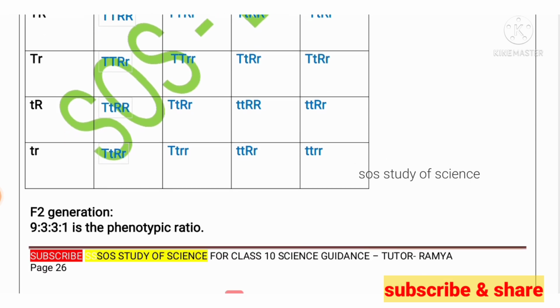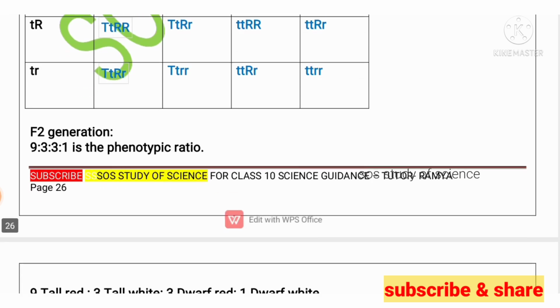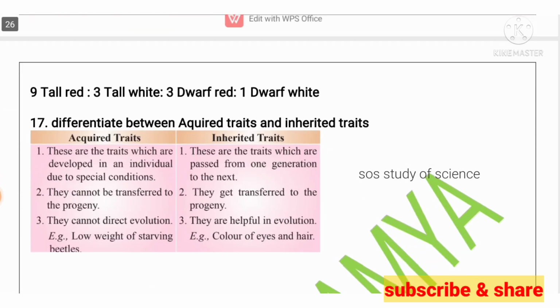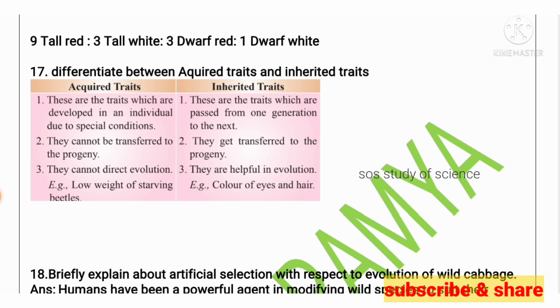So here also on self-pollination, we get the same phenotypic ratio, that is 9:3:3:1. So 9 tall red, 3 tall white, 3 dwarf red and 1 dwarf white. It is the same as the dihybrid checkerboard you write for round yellow and wrinkled green, but the alleles are different. Same method you follow.